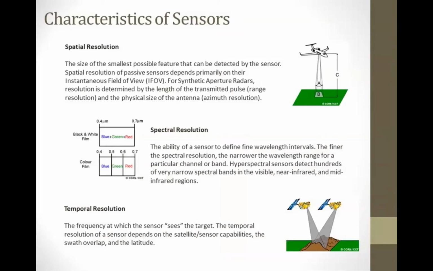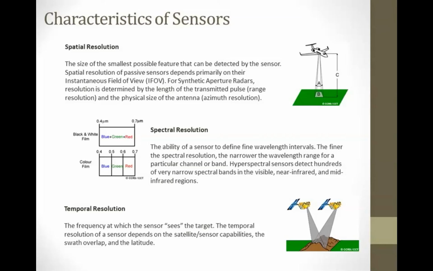Other characteristics of the sensors: I talked about the spatial resolution at the beginning. This is the size of the smallest possible feature that a sensor can detect. In passive sensors, that is determined by their instantaneous field of view. And for active sensors like this class of radars or microwaves, that resolution is determined by the length of the pulse of energy that those sensors send out, and the size of the antenna as well. So you'll see that different radars have different spatial resolutions.